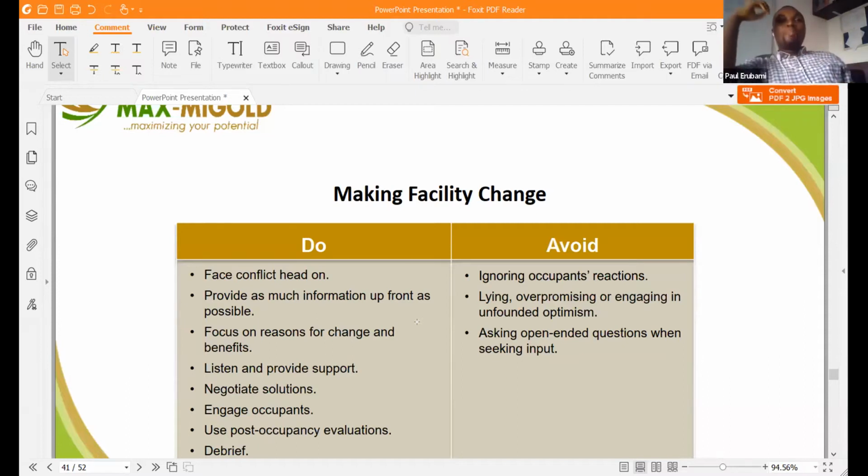We should be able to communicate as much information to our occupants in respect to various plans and initiatives that we are going to take that are going to impact them in the organization. We should focus on the reason for the change and the benefit.